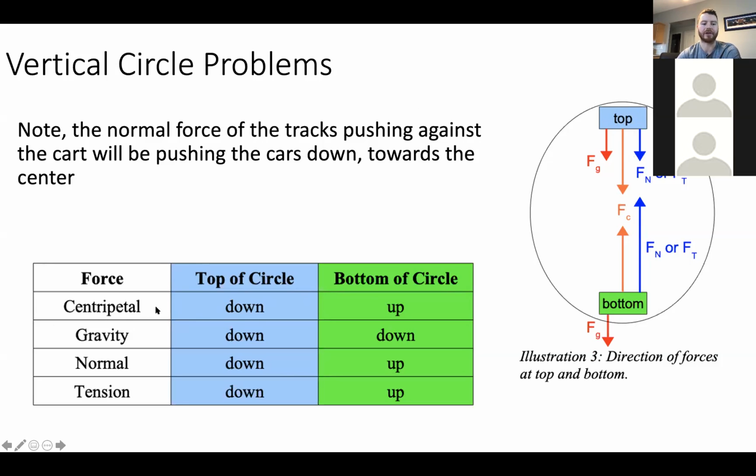So the centripetal force is always going to be pointing towards the center of the circle. So if it's at the top, it's going to be pointing down. If it's at the bottom of the circle, it will be pointing up. Gravity always points down. The normal force at the bottom of the circle is pointing up, as we just discussed, and at the top it is pointing down. And similar to the normal force, when something is being rotated on a string, when it's at the top of the circle, the force of tension is acting down, and when it's at the bottom of the circle, the force of tension is acting up.